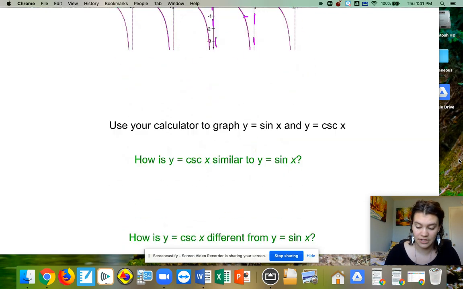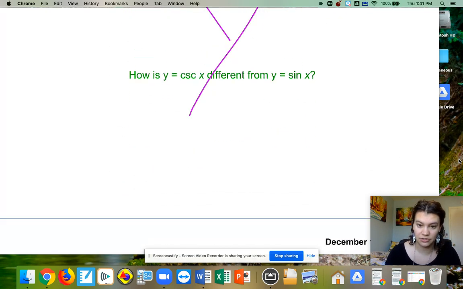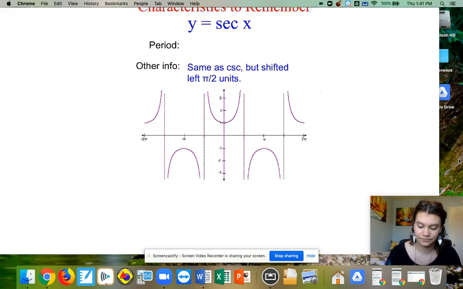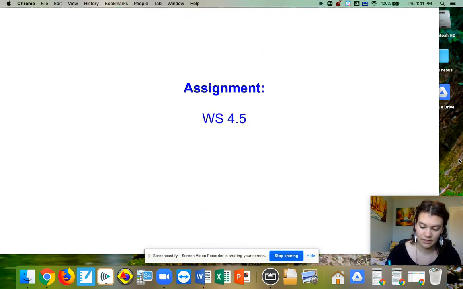And that's it for today. The rest of these we're going to do tomorrow, so you can ignore them for now. And your homework is going to be the 4.5.1 worksheet on Schoology.